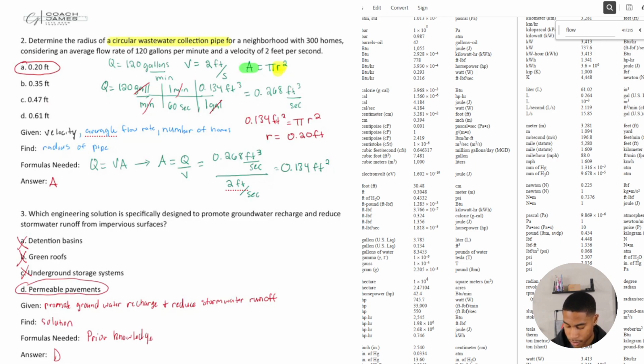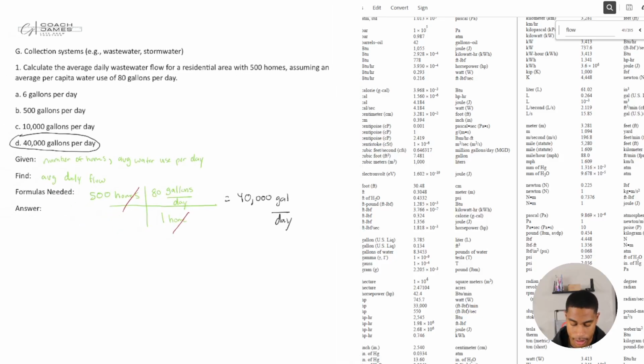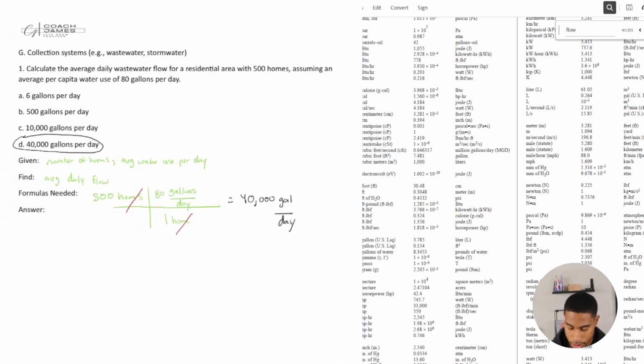You had to have some prior knowledge on some of this stuff. Hopefully that was a good refresher of what some of these things are, just in case you're asked questions on them. All right. So that concludes the collection systems portion for water resources and environmental engineering.